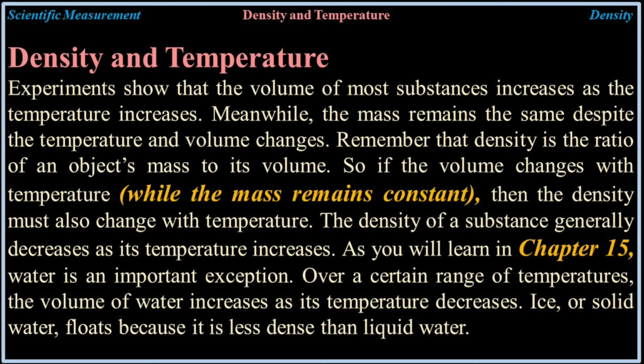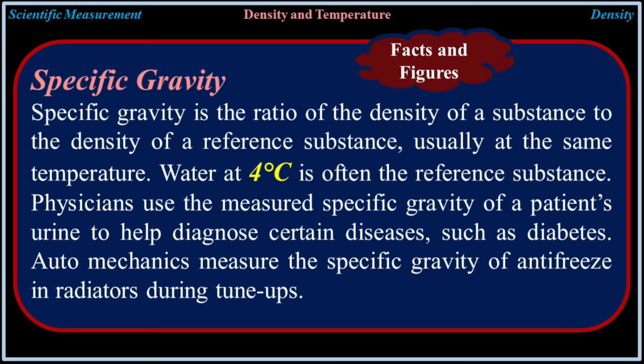The density of a substance generally decreases as its temperature increases. As you will learn in chapter 15, water is an important exception. Over a certain range of temperatures, 0 to 4 degrees Celsius, the volume of water increases as its temperature decreases. Ice, or solid water, floats because it is less dense than liquid water.